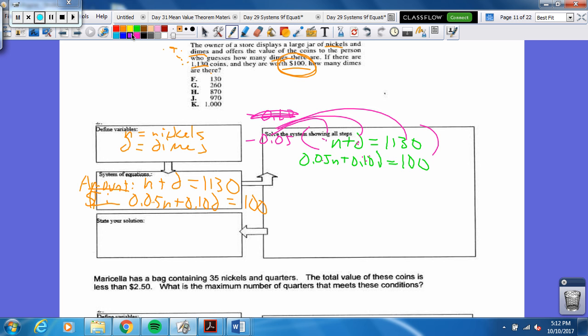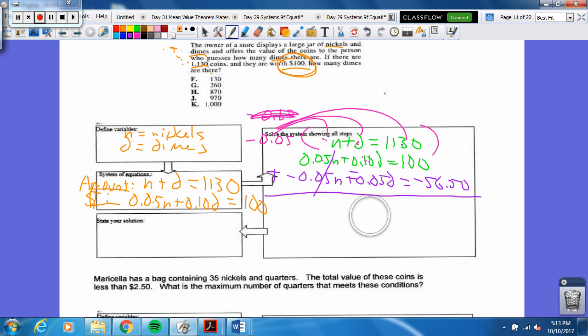All right, let's see what we got. So negative 0.05N plus negative 0.05D. Negative 0.05 times 1,130 is negative 56.50. There you go. Add it up. Oop, the Ns equals 0N. Goodbye. 0.10D plus negative 0.05D is 0.05D. There you go. $100 minus 56.50, that would be $43.50.